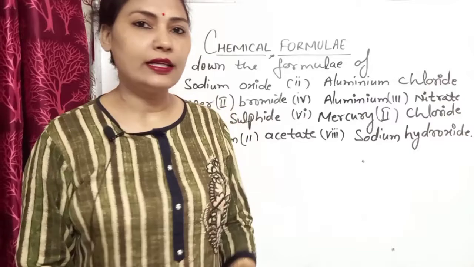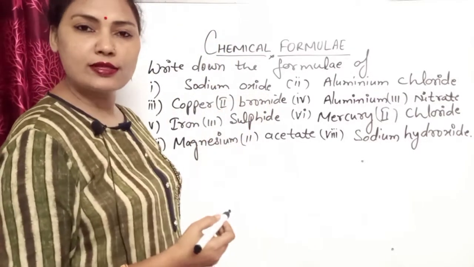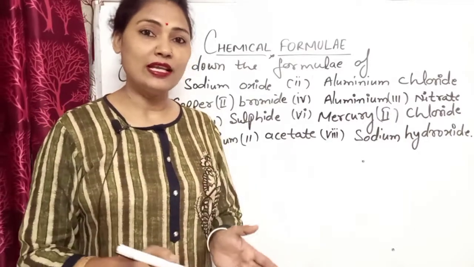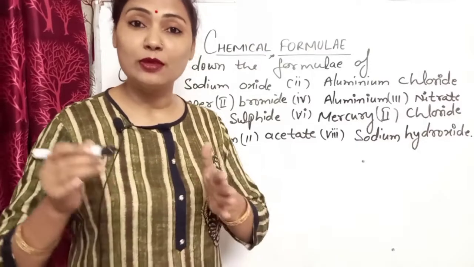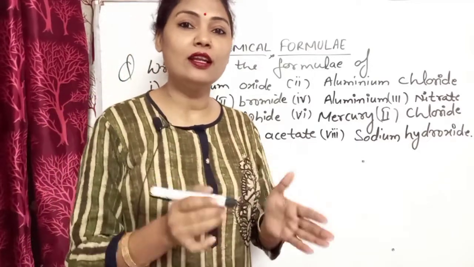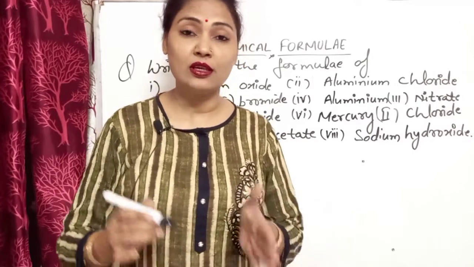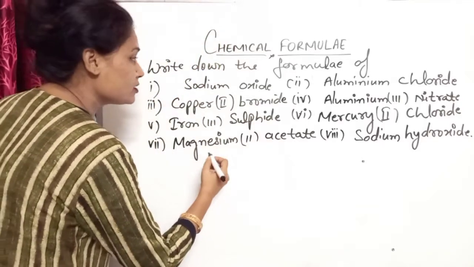So first let us discuss the chemical formula, that is sodium oxide. If you know the symbol of the element and valency, then you can write the chemical formula, otherwise you are not able to do. So please learn the symbol and valency of the element. I have many times given you this information. Now first we will take the sodium oxide.